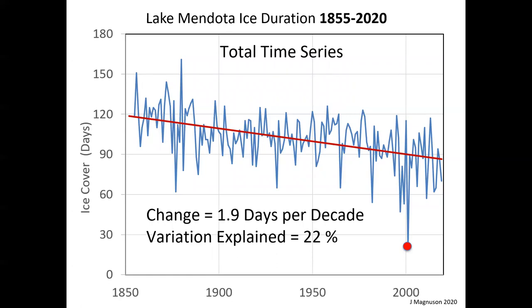We fit a linear regression, a line, through it. And one of the things you can do with a line like this that you fit to these data is you can say, well, how rapidly is the change occurring? And here you see it's changing almost 2 days per decade, or 20 days per 100 years. And that line, all that variability you're looking at, that line only explains about 22% of it. Almost 80% of the variation you see in the ice cover over the years is not explained by that line. Next.